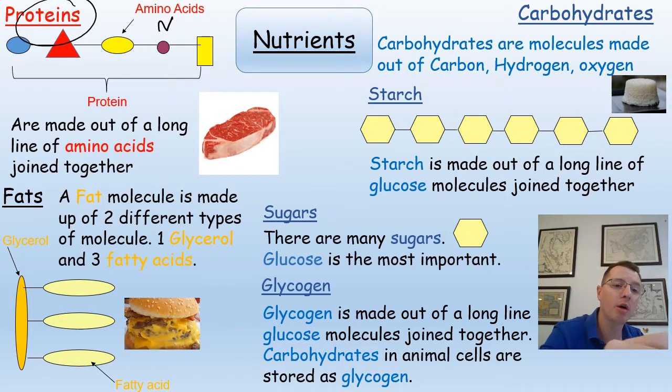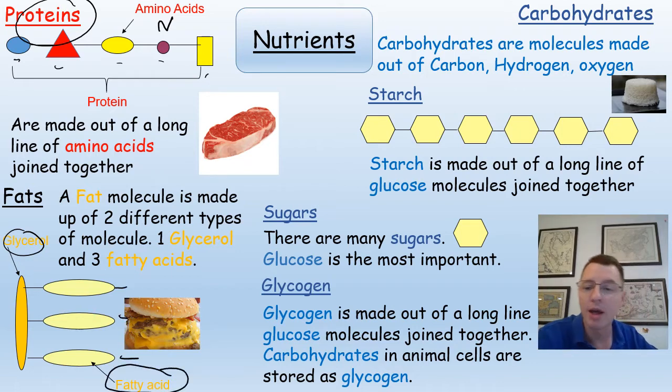So if we have, as I've represented here with different shapes, different amino acids all bonded together to make a long line, that long line of amino acids is called a protein. We also have fats, and a fat molecule is actually made up of two different types of molecule. It's made out of some glycerol joined to 1, 2, 3 fatty acid molecules, held together by these bonds here.